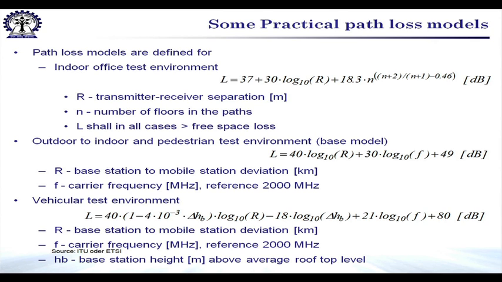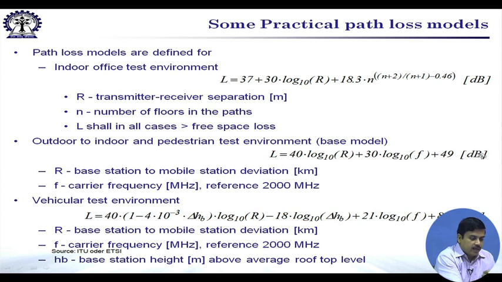If we move on to the next one, the outdoor to indoor and pedestrian test environment model, this loss expression, again in dB, would be given by this particular expression, where we can see the path loss exponent is 4, and there is 4 times 10, which is 40 log base 10 of R plus 30 times log base 10 of F. So, this particular model captures the frequency of operation, plus there are fixed losses which could be due to antenna and coupling and many other scenarios.